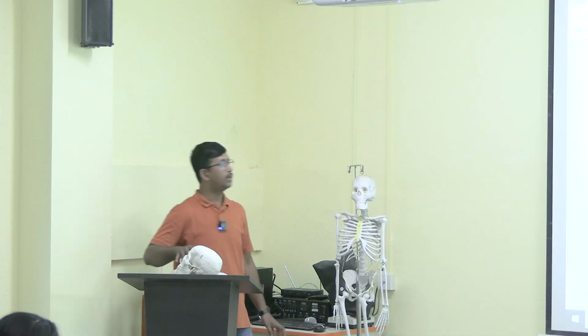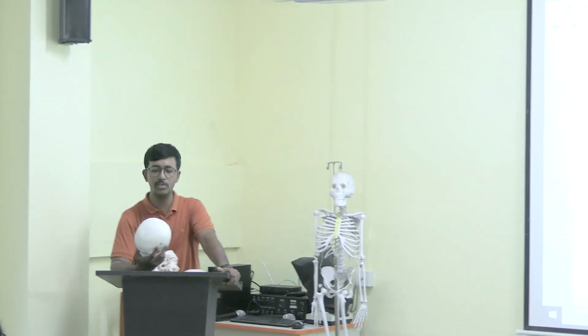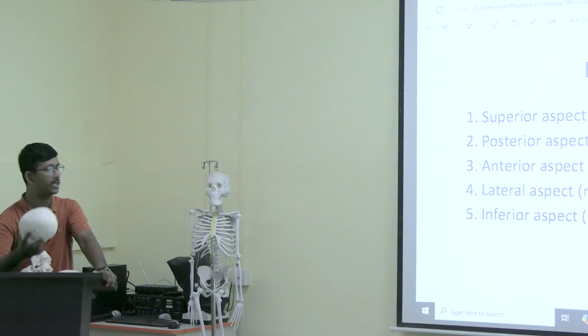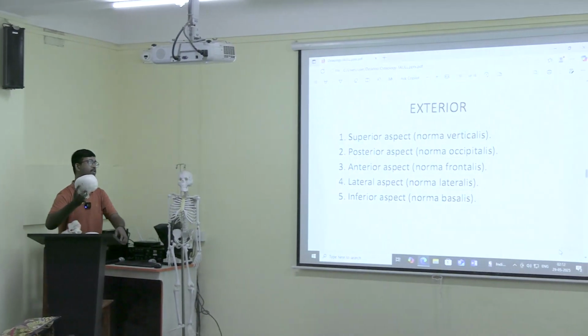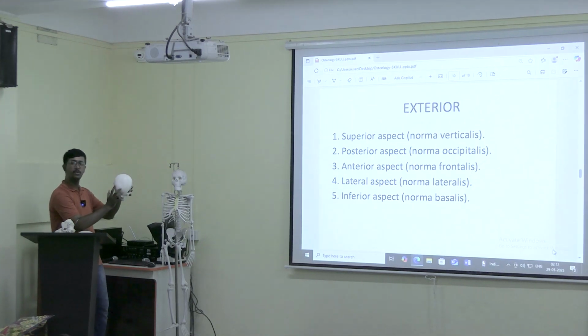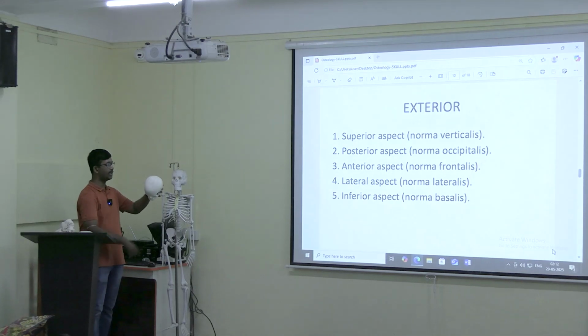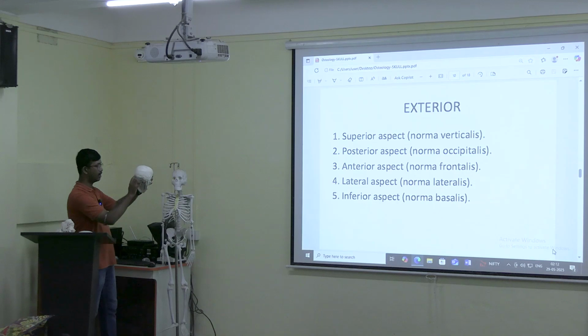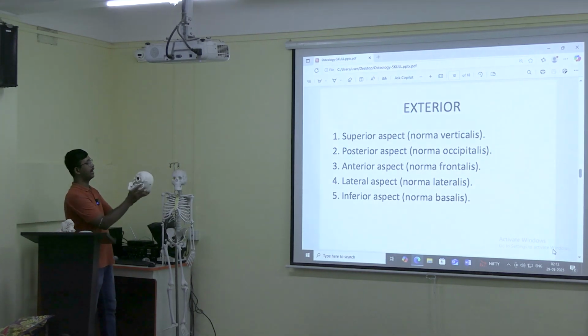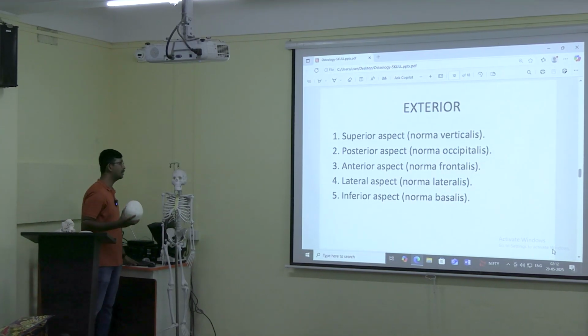Okay. Now coming to the exterior of the skull. Usually during our time we used to study the individual bones, but right now we divide the skull into normas. Okay. So norma one is your superior aspect, that is your norma verticalis. Individual classes will be taken for all these normas. So the superior part is your norma verticalis, anteriorly is your norma frontalis, posteriorly is your norma occipitalis, at the base is your norma basalis, and on the lateral side is norma lateralis. These are the five exterior aspects of the skull.